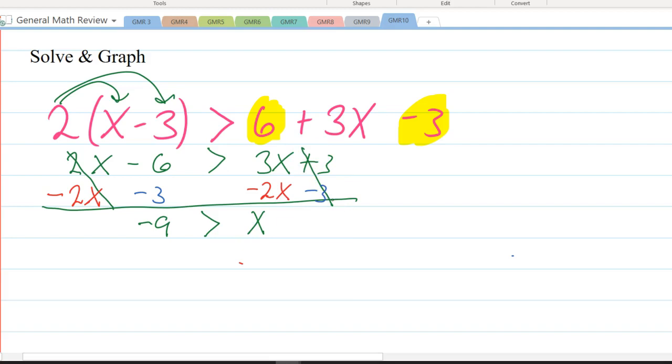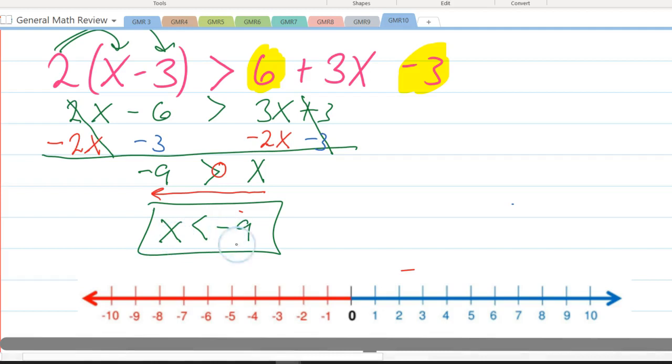Now I'm almost finished, but my x is on the wrong side. So what I need to do is rewrite it backwards. Notice the pointy part is pointing towards the x. So when I rewrite it, it's going to be x is less than negative 9. I double check: pointy towards the x, pointy still towards the x. To graph this, I go to negative 9. There's no equal sign, so it's going to be an open circle, and the arrow is pointing to the left. So my arrow will point to the left, less than.